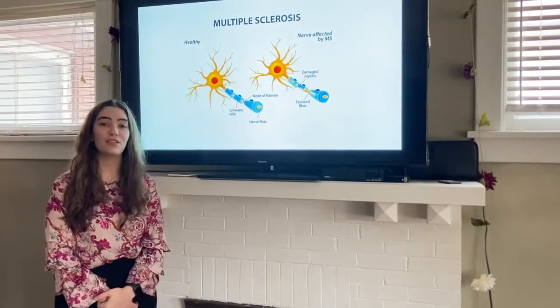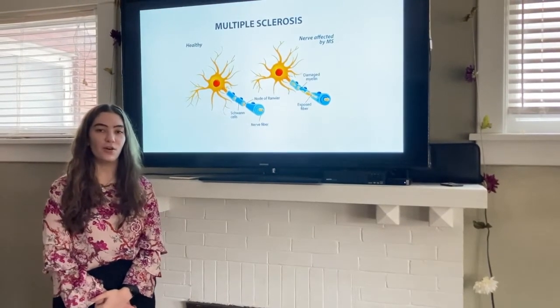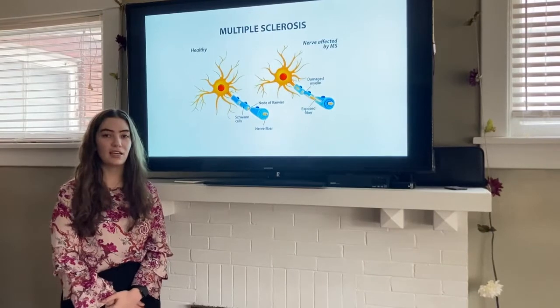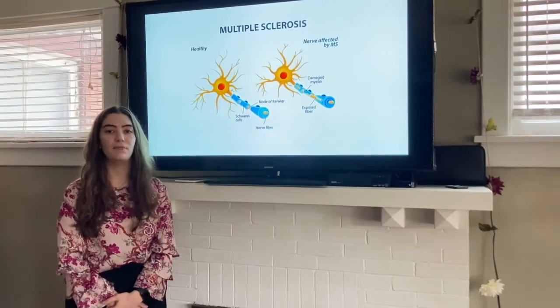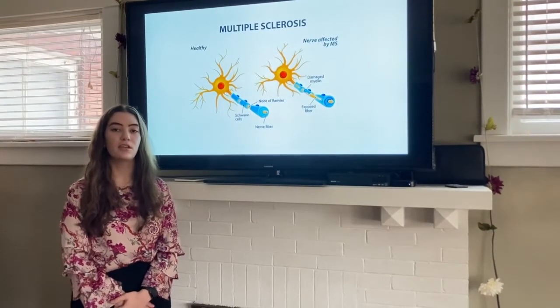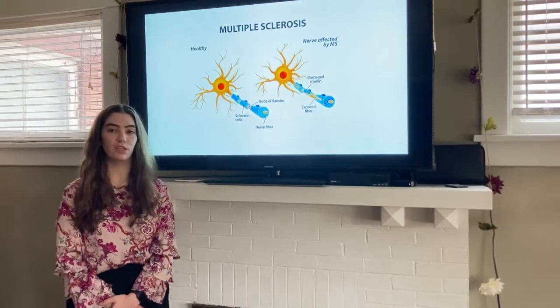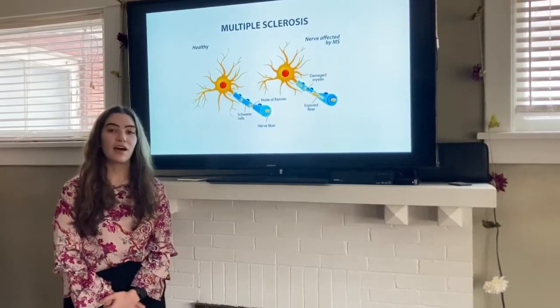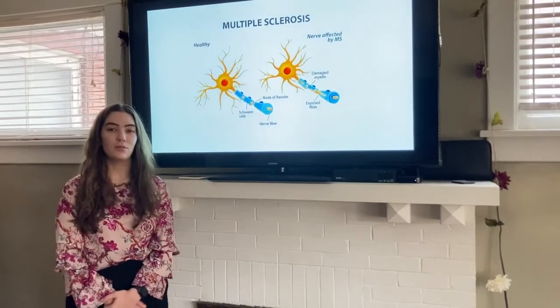The etiology of this disease is relatively unknown, but it's thought to be an autoimmune condition or an immune-mediated condition because of the B and T immune cells that are responsible for the destruction of the nerves and the myelin sheaths. But overall, the etiology is not completely determined.